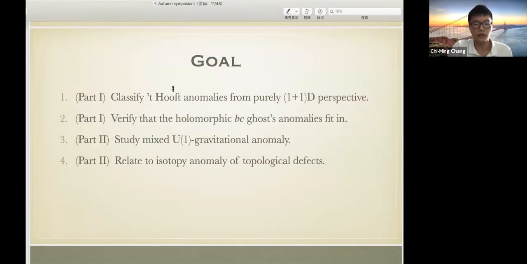So here I give an outline of today's talk. First, we will try to classify TQFT anomalies from a purely 1+1d perspective instead of the 2+1d perspective from inflow. And then we will verify that the holomorphic bc system anomaly really fits into this classification. So that's the first part of today's talk. And in the second part, I will talk about a mixed U(1) gravitational anomaly that also appears in the holomorphic bc system. And this anomaly is also related to something called the isotopy anomaly of the topological defect lines in this theory.